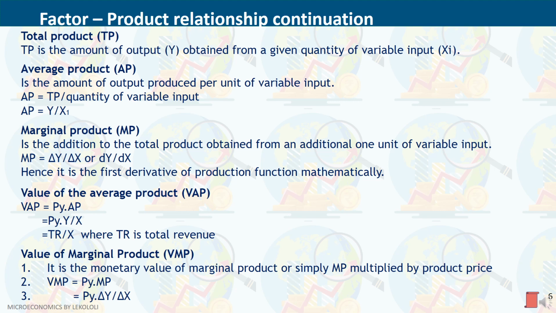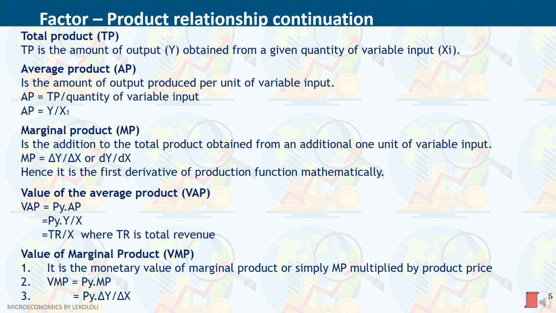Average product. Now let's talk about the average product. This, or AP, tells us how much output you are getting per unit of the variable input. It's calculated by taking the total product and dividing it by the quantity of the variable input. So AP is equal to TP out of X1. It helps you figure out how efficient your production process is on average.